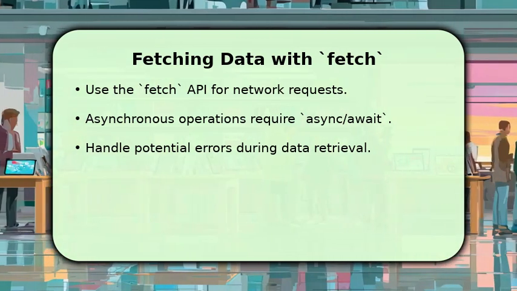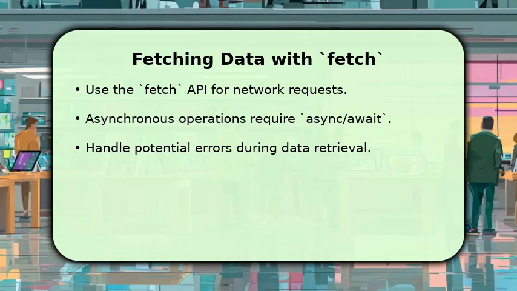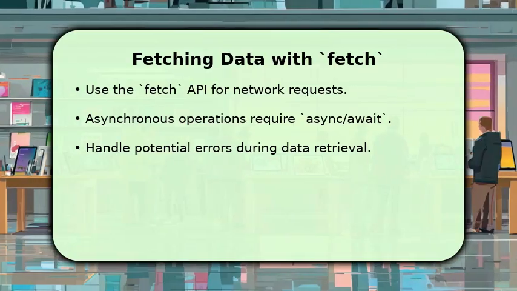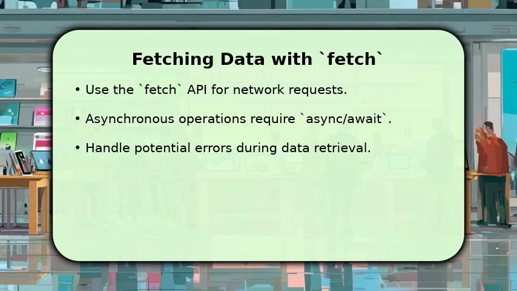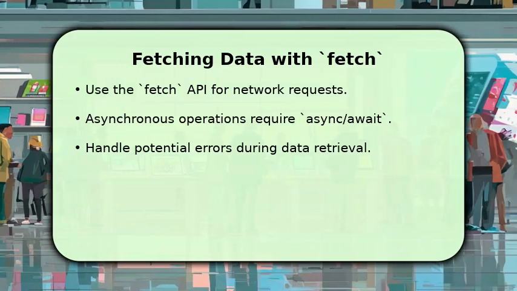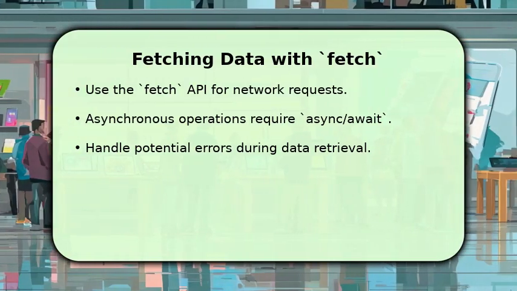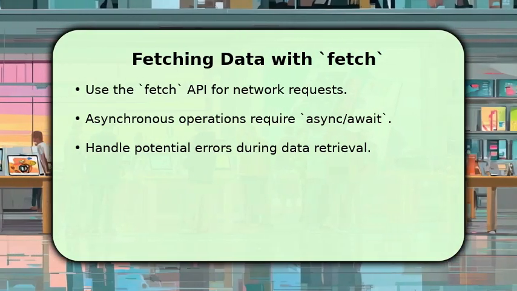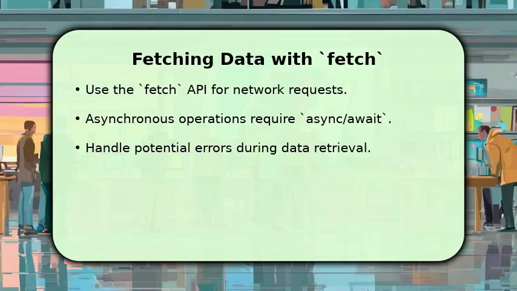To retrieve JSON data, we primarily use the built-in Fetch API. This involves making an asynchronous request to a data source, like a server endpoint. You will typically use async and await keywords to handle the promise returned by Fetch, ensuring your application waits for the data before processing it. Remember to include error handling, perhaps with a try-catch block, to manage network issues or invalid responses gracefully.